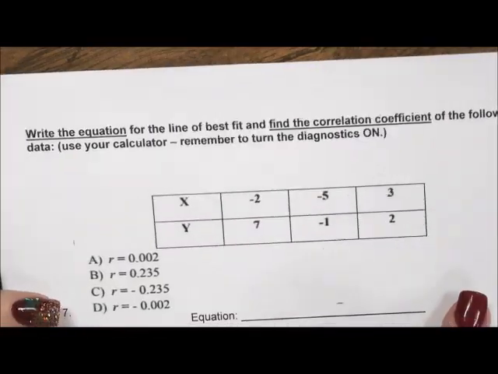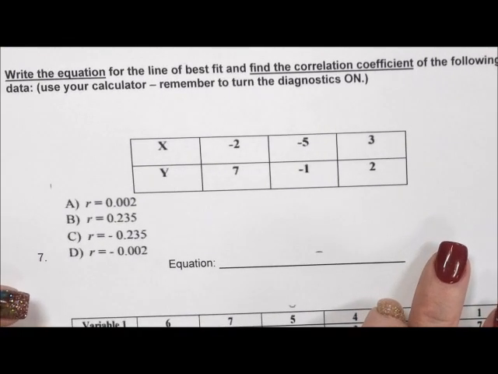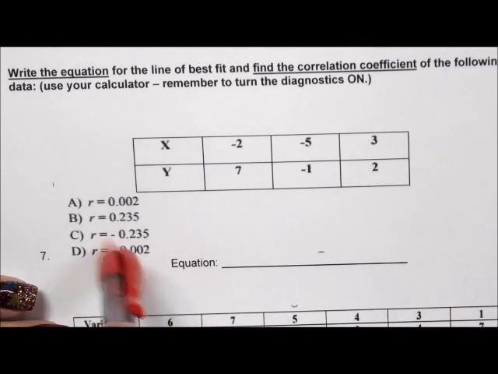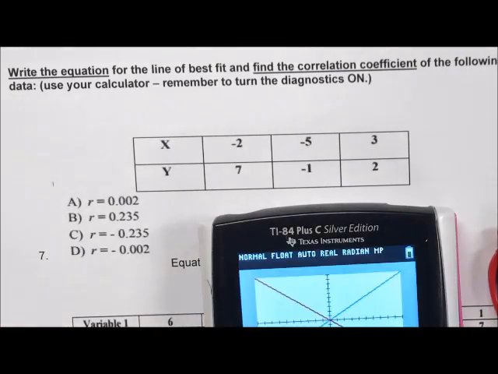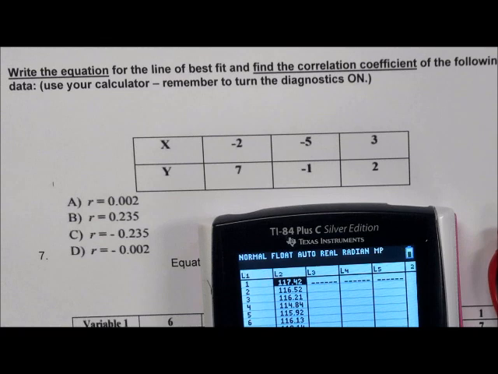All right. Use the equation of the line of best fit. Find the correlation of the following. Use your calculator. Remember to turn the diagnostics on. Okay, so it wants to know the R value and it wants the equation. So we're going to go into our calculator. We're going to go to Stat. We're going to go to Edit. And I got to clear this out. I'll move it up. Hold on one second. Okay.